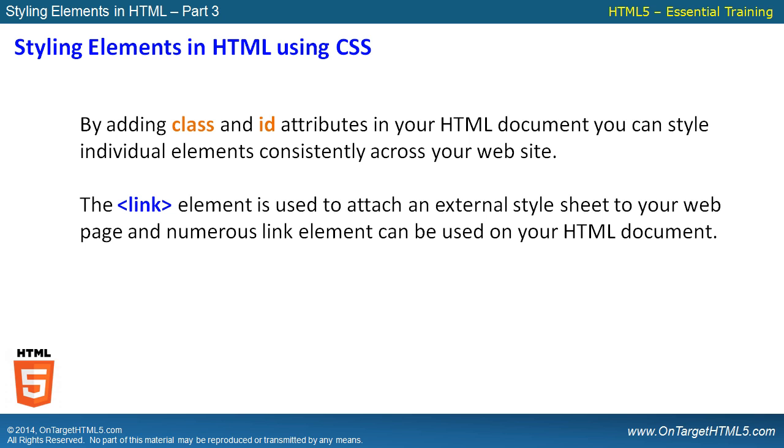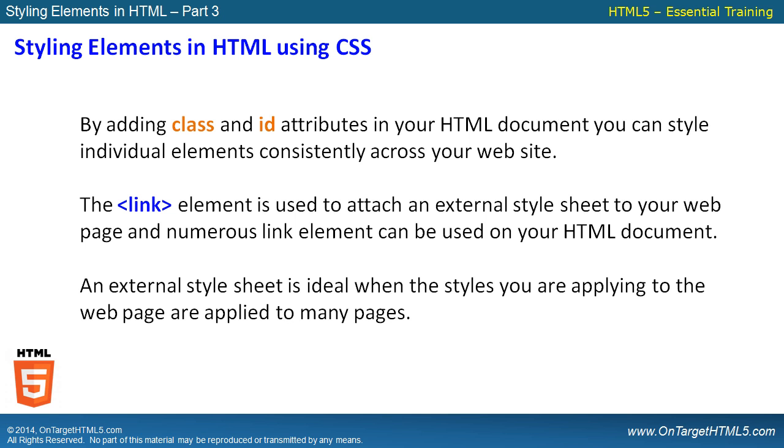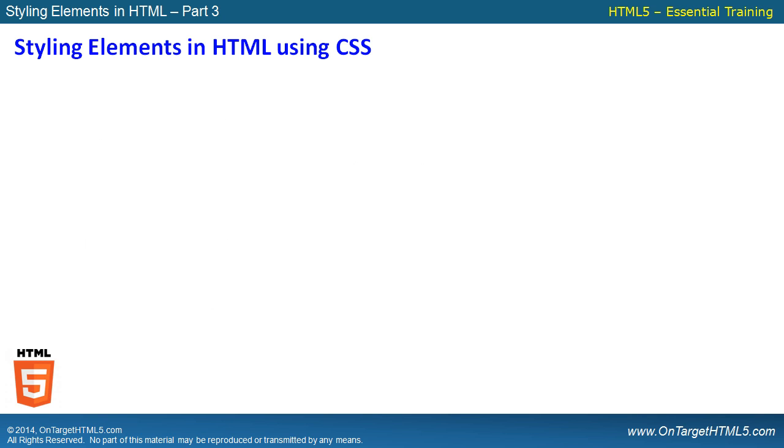The link element is used to attach an external style sheet to our web page, and numerous link elements can be used in the HTML document inside the head section. So an external style sheet is ideal when the styles you're applying are applied to many pages. I'm looking for consistency when I'm styling up my web pages. The external style sheet is the easiest way to get consistency, because by styling one style sheet, I can apply that to hundreds, thousands, tens of thousands of web pages.